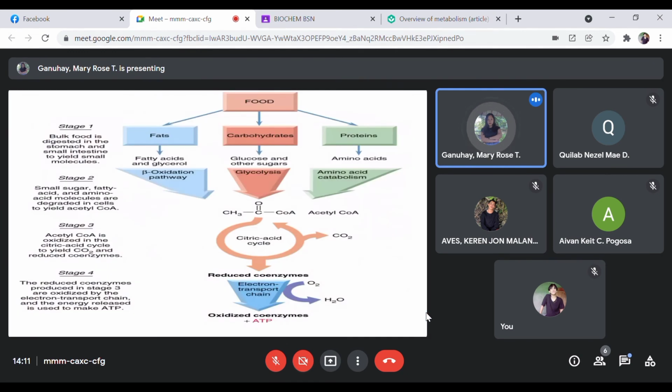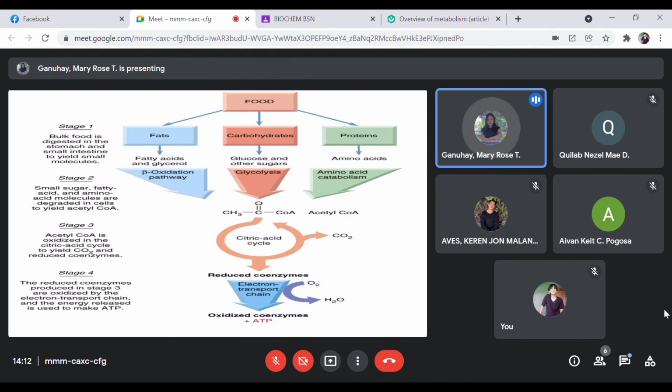Okay, to sum up everything, as you can see, we have here the ingested food, the fats, carbohydrates, and proteins, which can be converted into simpler units. It will undergo stage 2, the acetyl group formation, and the product, acetyl CoA, will undergo the citric acid cycle. The reduced forms of nicotinamide adenine dinucleotide and flavin adenine dinucleotide will undergo the electron transport chain and oxidative phosphorylation to give ATP and water, and oxygen gas as well.